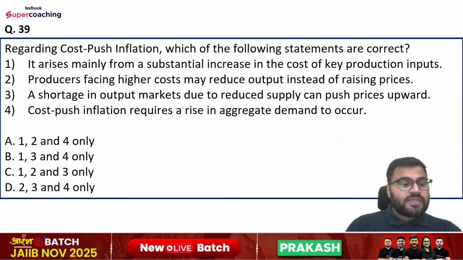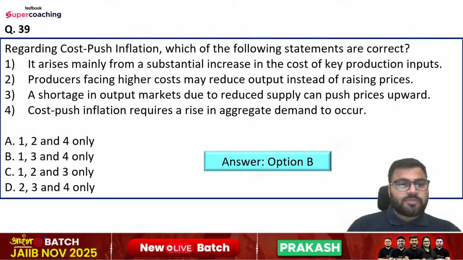Question number 39 regarding the cost push inflation, which of the following statements are correct? Options are first, it arises mainly from a substantial increase in the cost of key production inputs. Producers facing higher cost may reduce output instead of raising prices. A shortage in output markets due to reduced supply can push price upwards. Cost push inflation requires a rise in aggregate demand to occur. Options are first, second, and fourth only, first, third, and fourth only, first, second, and third only, or second, third, and fourth only. So right answer is option number B.